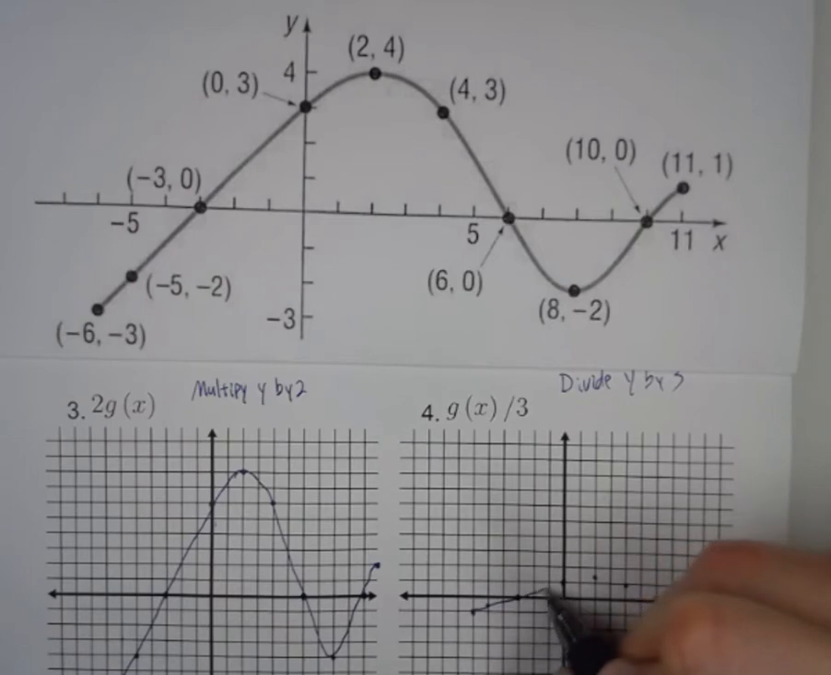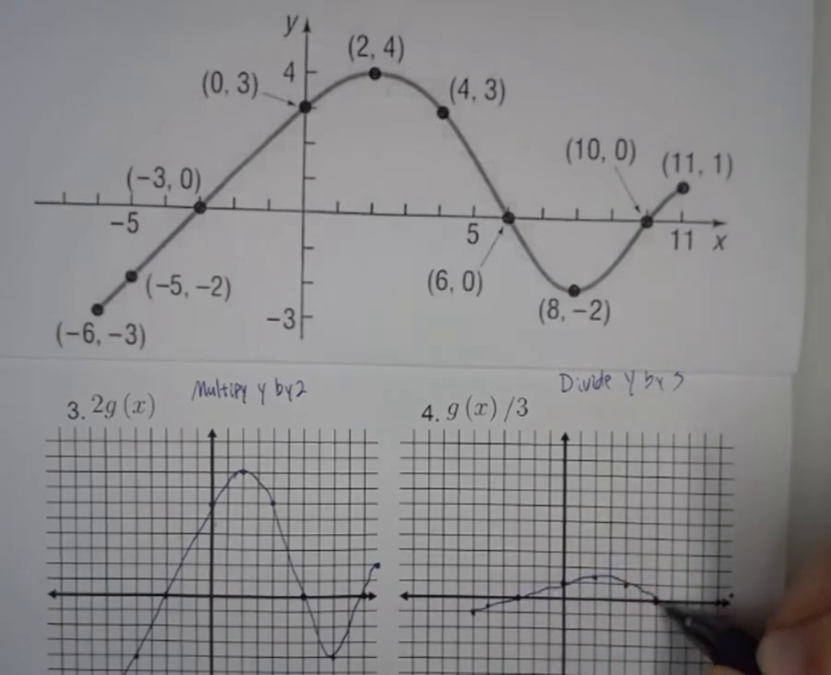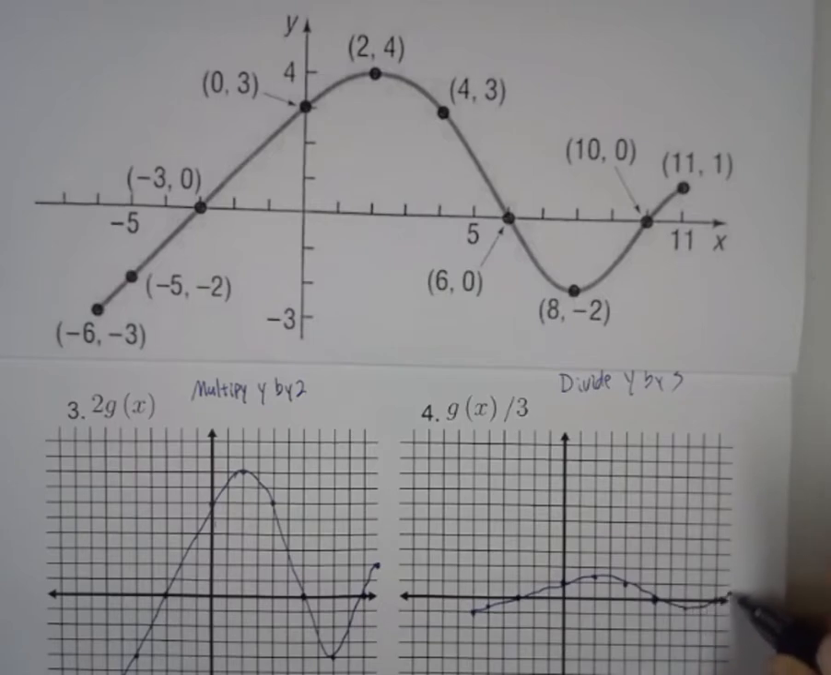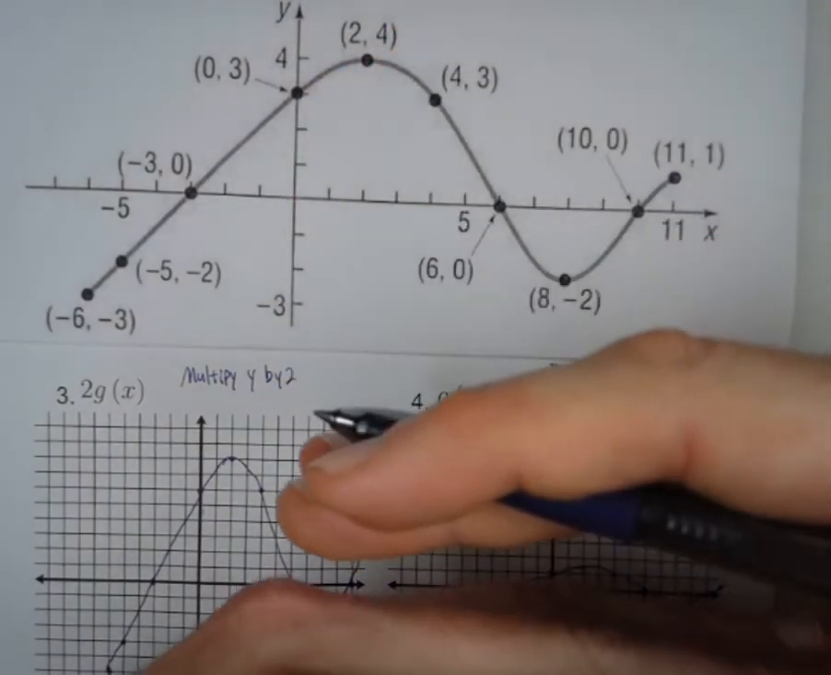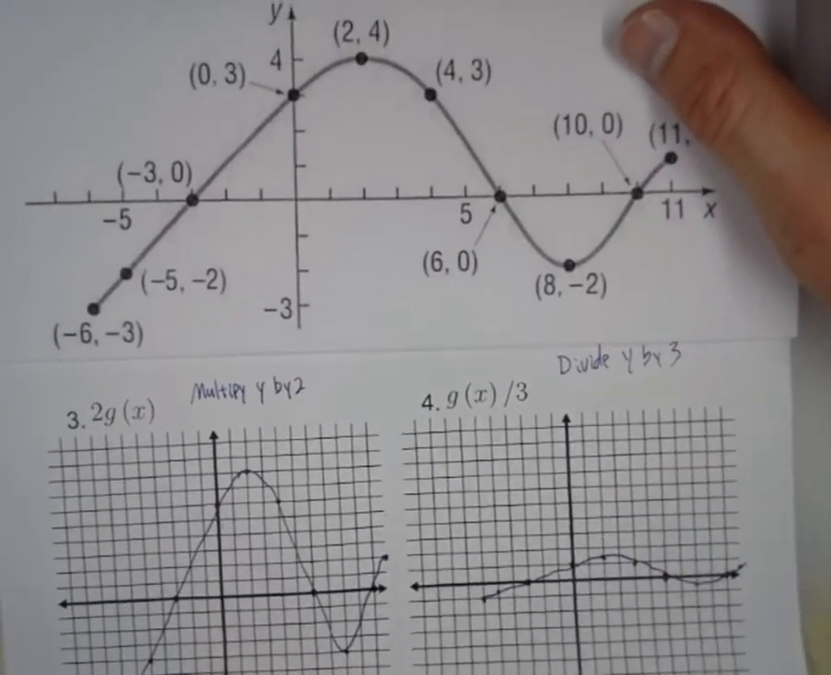So this graph is really hard to see because it is so close to the x-axis, because all the y values got compressed this way. So that's what happened there to that graph.